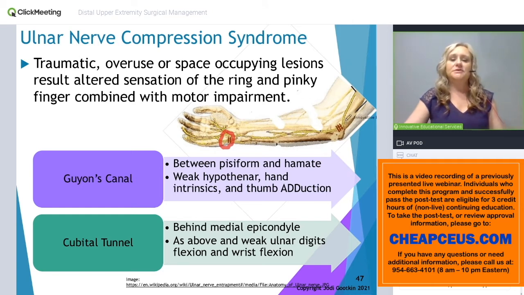We can also have compression of the ulnar nerve medially, behind the epicondyle. Depending on the mechanism of injury, whether it's a space-occupying lesion, a cyst, or a lipoma that needs to be removed, or if the patient had some type of fracture that has shifted the mechanics in the area, they might need different surgical interventions if conservative management is not successful.